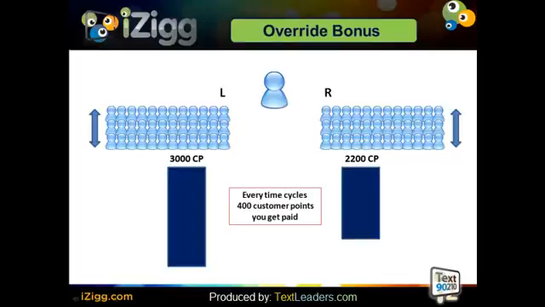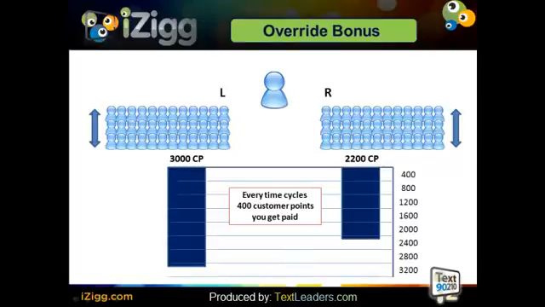Remember we said that every time both of your legs cycle 400 points you get paid? Well, this is what that's going to look like. You have 5 cycles in 2,200 points, because you're getting paid only up until your short leg, and 5 cycles at $40 a cycle would be $200 paid to you. Now if you're a national or executive director, which I'll get into later, you would get $300 paid on 5 cycles. So I hope this is easy for you to understand. It's based on your customer points and you're only paid up until your short leg.